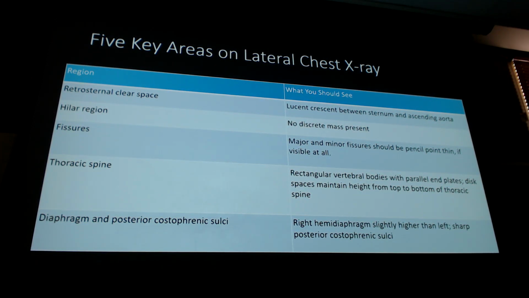Here's a nice little chart which kind of breaks down the regions that we're going to look for and look at, right? And what you should see on your lateral chest x-ray in words. Because I'll have pictures and we'll break it down and we'll look at the pictures, but sometimes it's nice to refer back to a chart that has words that paints that picture for you. All right? Right hemidiaphragm, slightly larger than left, or slightly higher than left, and we'll talk about that.